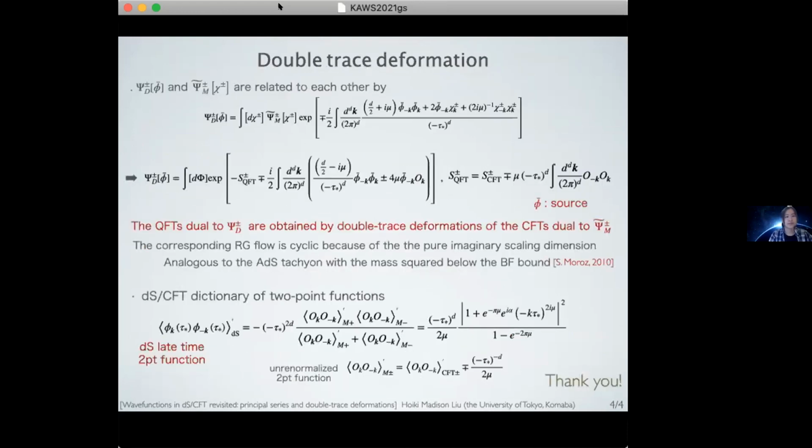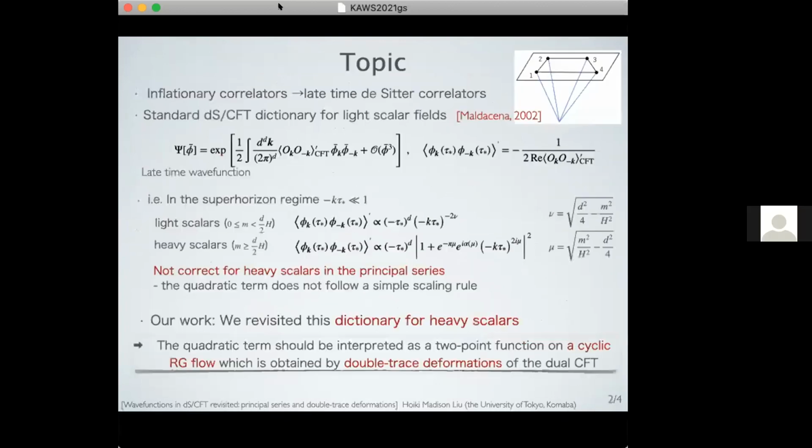Our motivation is mainly about the study of the inflationary correlators, which is related to the late-time de Sitter correlators. And we extend the dS/CFT dictionary for especially heavy scalar fields.